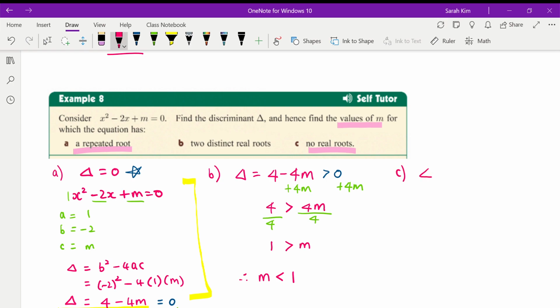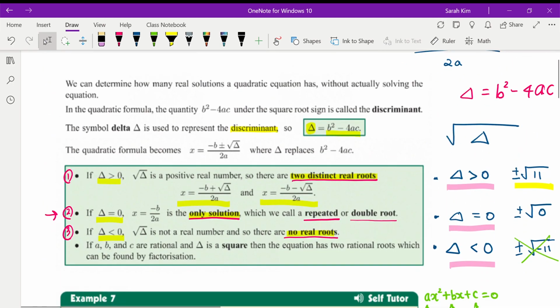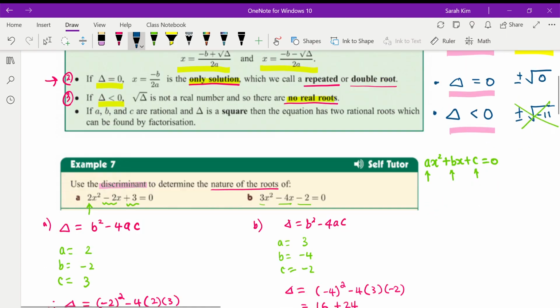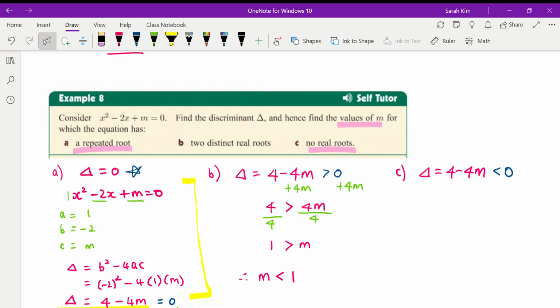Let's try C. Again, I can use the same discriminant, and this time we want no real roots. So no real roots is going to be my option 3, when the discriminant is less than 0. That is what I'm substituting in, and then all I have to do is rearrange. Okay, so I'm going to write it as m is something. If I read this inequality, m is greater than 1. So now I've got my answer. When m is greater than 1, it'll give me no real roots.